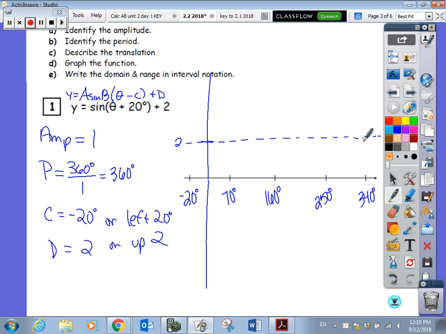Why is it not 3? Because if your amplitude is originally 1 and then you're going up 2, would you add? So now our amplitude from the middle goes up 1 and down 1.